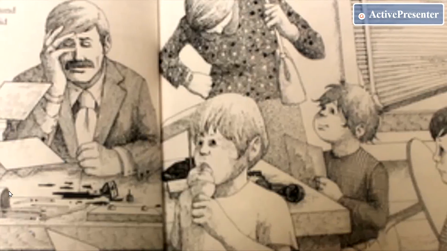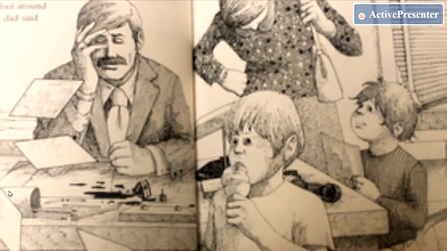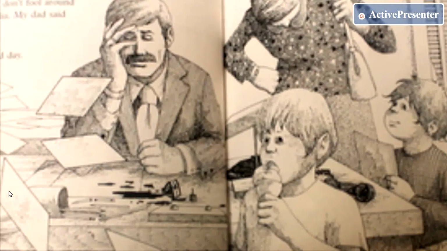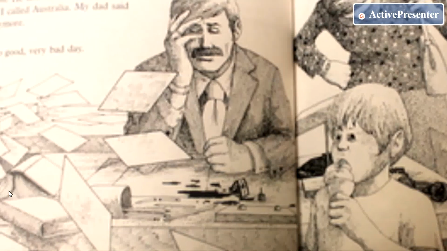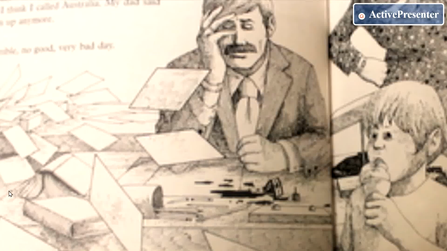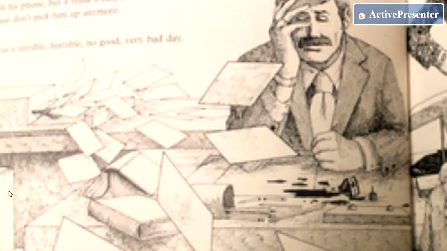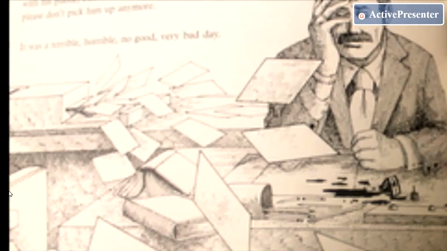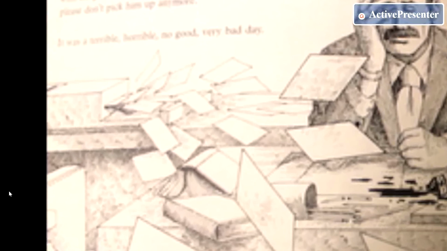When we picked up my dad at his office, he said I couldn't play with his copying machine, but I forgot. He also said to watch out for his books on his desk. I was careful as could be except for my elbow. He also said don't fool around with his phone, but I think I called Australia. My dad said please don't pick me up anymore. It was a terrible, horrible, no good, very bad day.